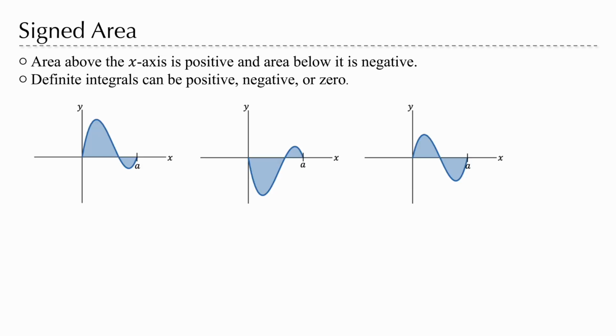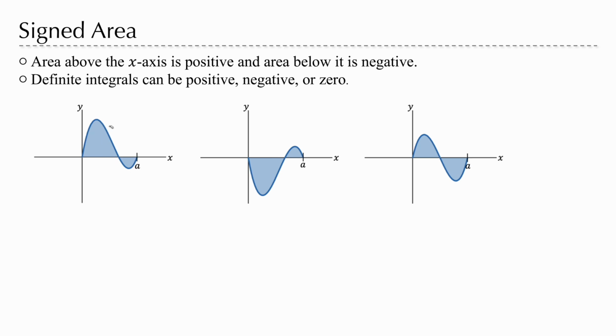Now, the next thing we need to discuss is signed area, because obviously as we're starting to look at more and more regions under curves, they don't always exist above the x-axis. So here, as we can see, I have different pictures illustrating area where part of the graph is above the x-axis and part of it's below. Now, what we have to understand, of course, is that any area above the x-axis is positive, and any area below the x-axis is negative.